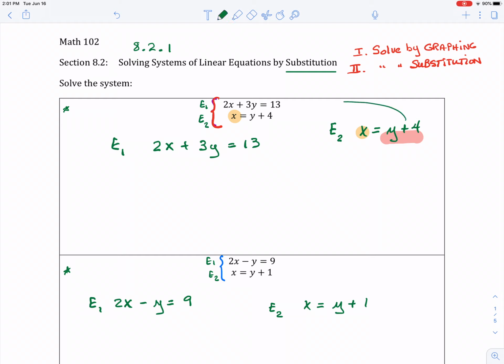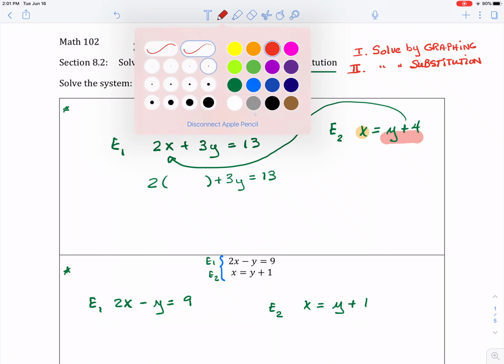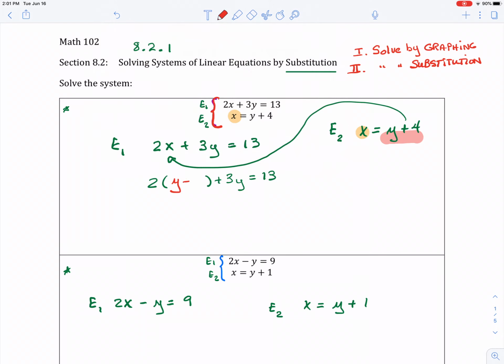You want to bring it right over here and replace the x. Let me create a little parentheses there to receive the substitution of y plus 4 in place of the letter x, and thus you see why it's called substitution. Now notice that you have an equation, and this equation only has one variable in it, the variable y. So we are able to solve this.